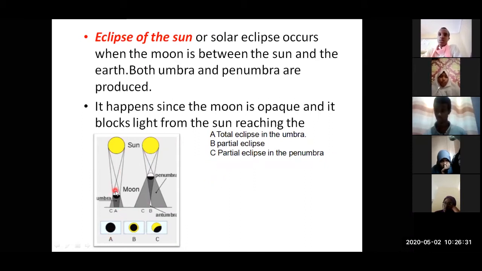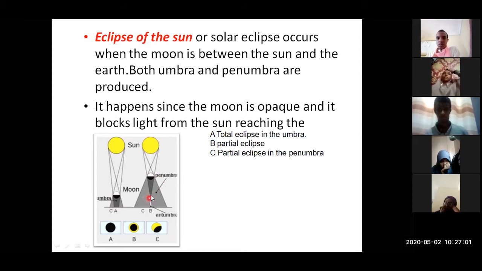When an opaque object is closer to the source of light, then we have umbra and penumbra. In this case the moon is just an opaque object. It only reflects light from the sun. If it's far away from the source of light, then you can see what's happening. We shall have the umbra and penumbra. But now the umbra is bigger here, but here the umbra is too small.